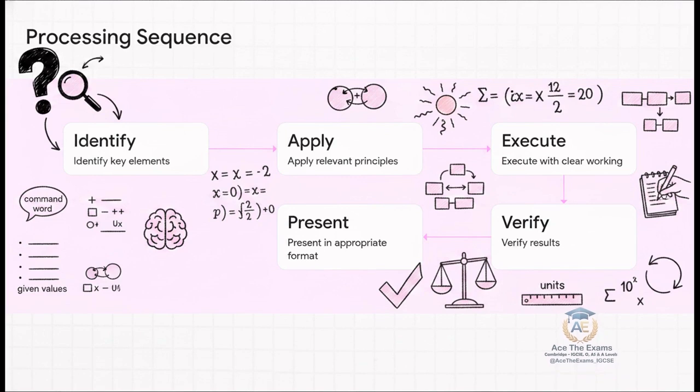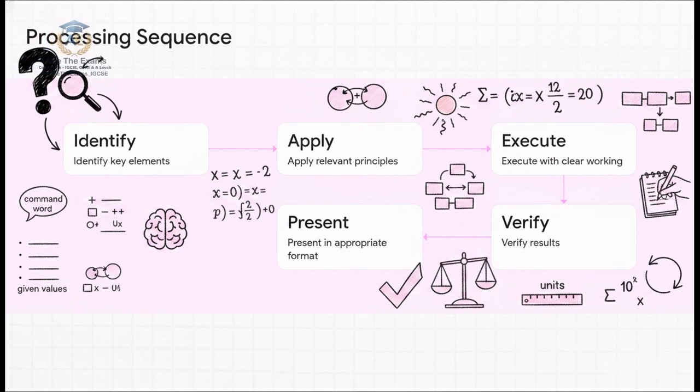I want this to become your mental checklist for every single physics question you ever face. Step 1, identify key elements. What is the actual command word here? Is it state, describe, explain, or calculate? What values are they actually giving you? Step 2, apply relevant principles. So if the question is about the sun's energy, your relevant principle is the nuclear fusion of hydrogen into helium.